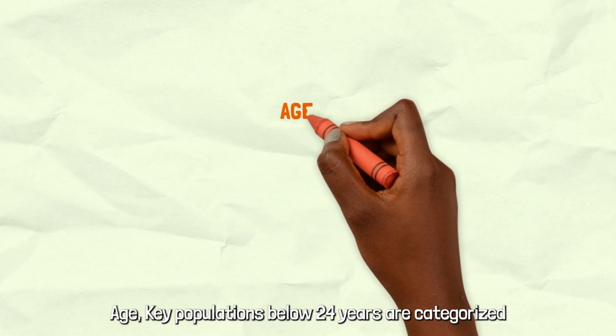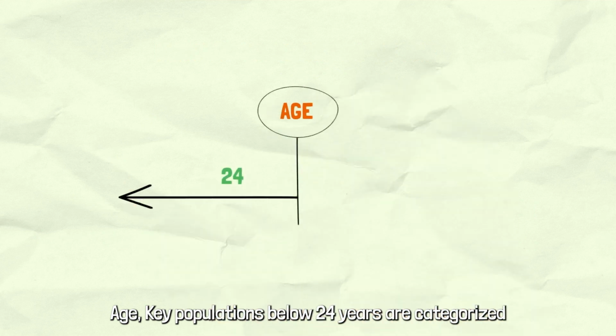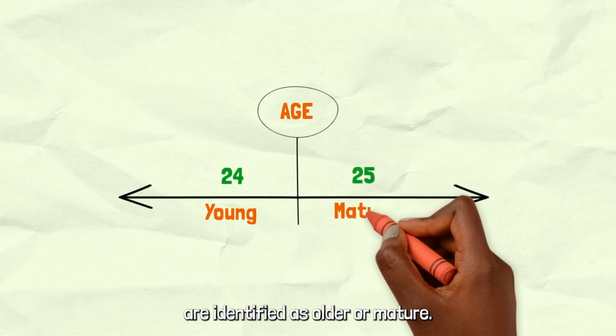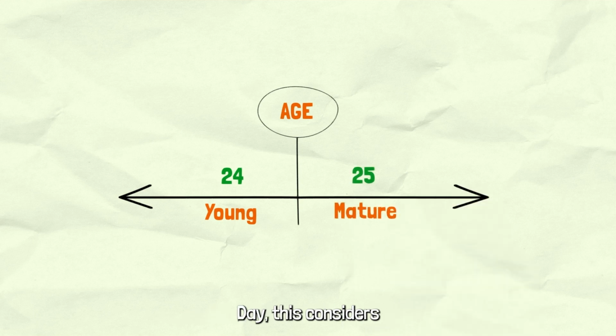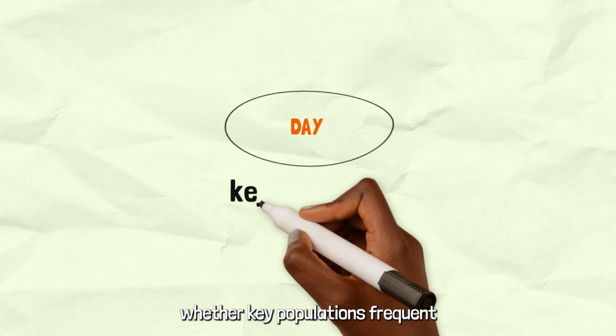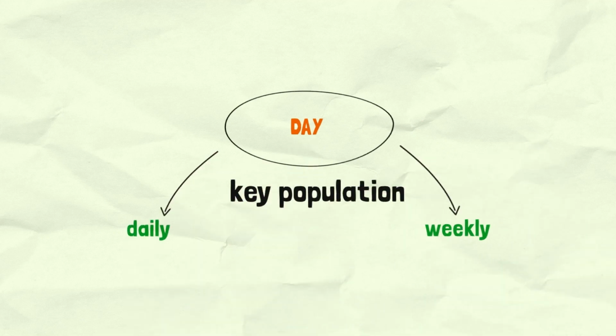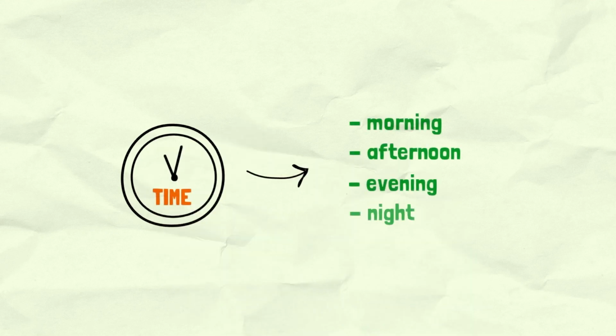Age. Key populations below 24 years are categorized as young, while those 25 years and above are identified as older or mature. Day. This considers whether key populations frequent the site on a daily or a weekly basis. Time. Takes into account the hours in which they frequent: morning, afternoon, evening, or night.